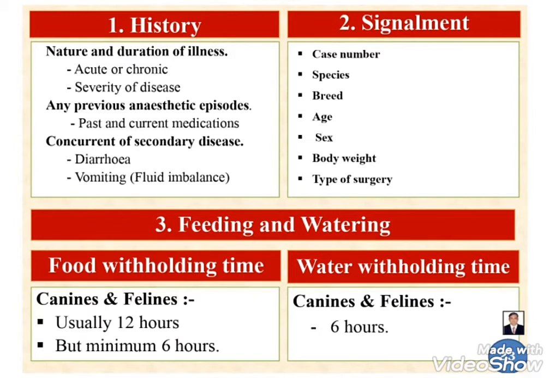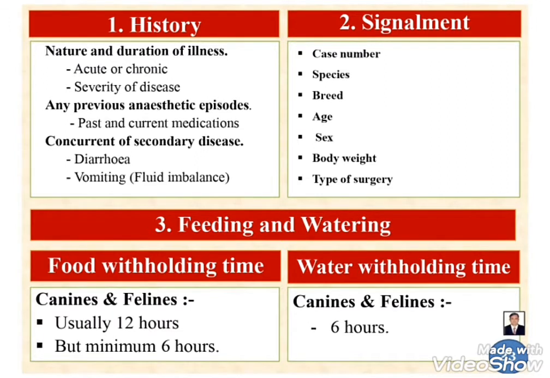A patient with a history of epilepsy should not be given phenothiazine derivatives. If your animal has a history of epilepsy, phenothiazine derivatives are generally not preferred, otherwise they decrease the threshold for epilepsy.